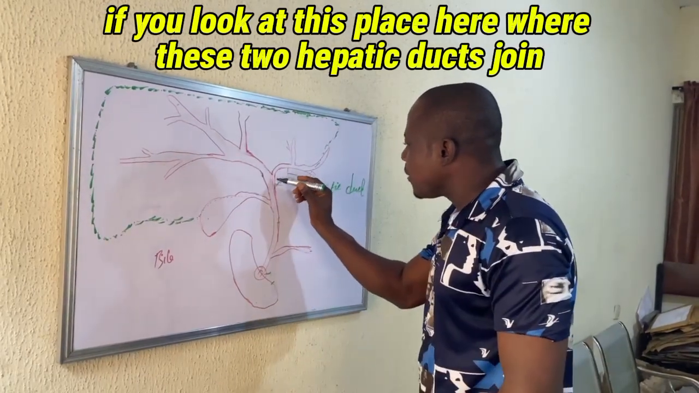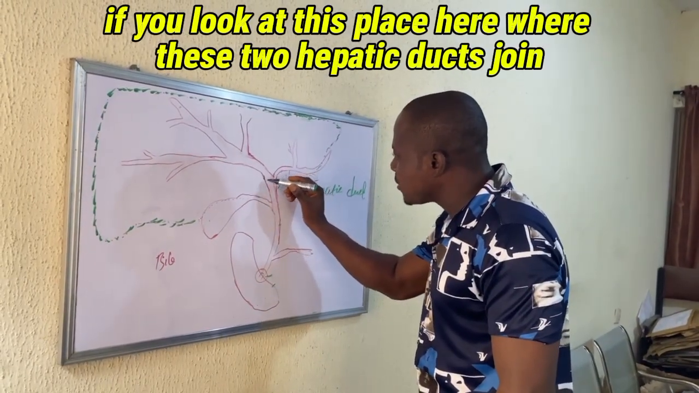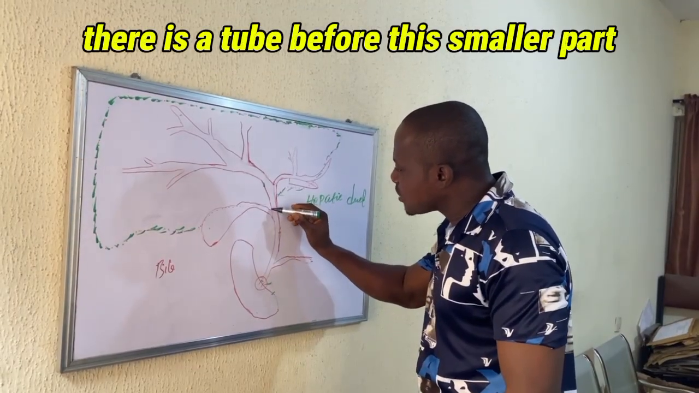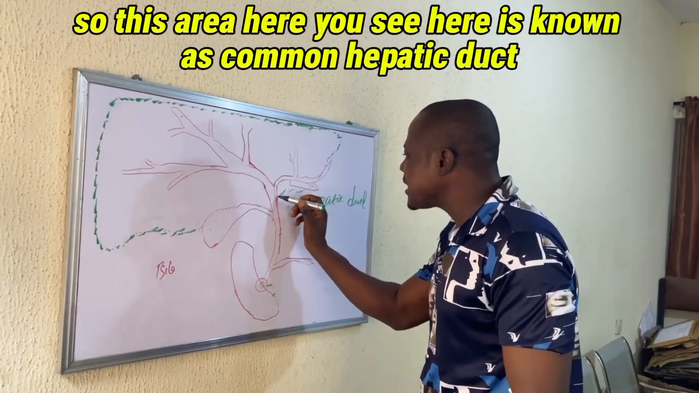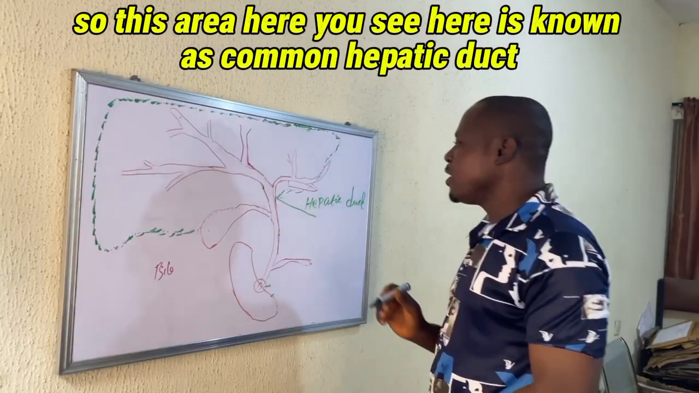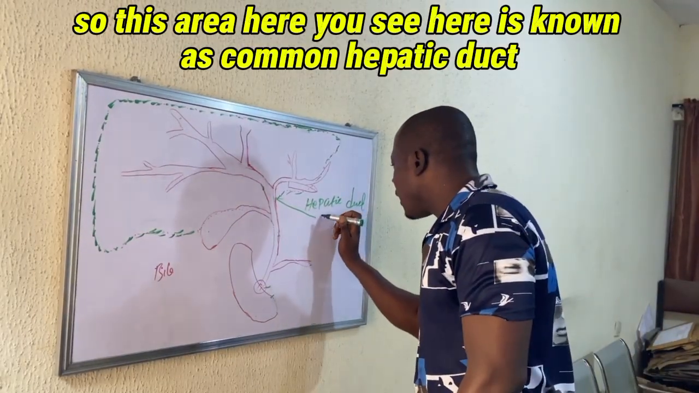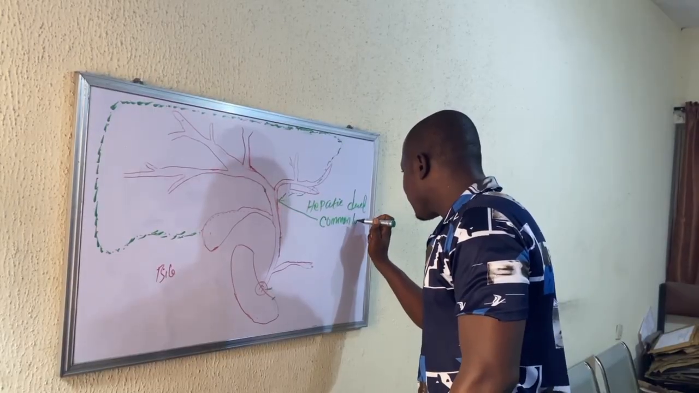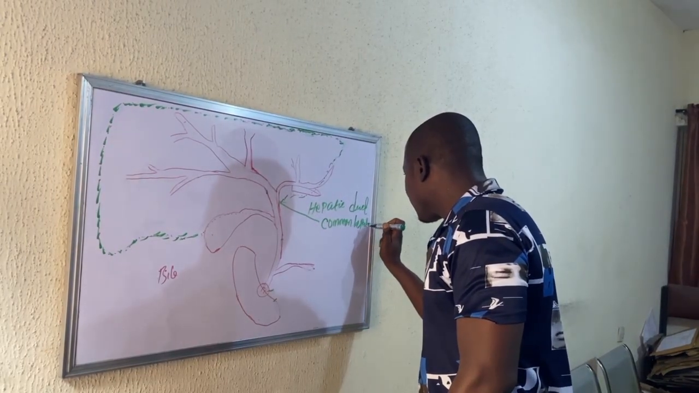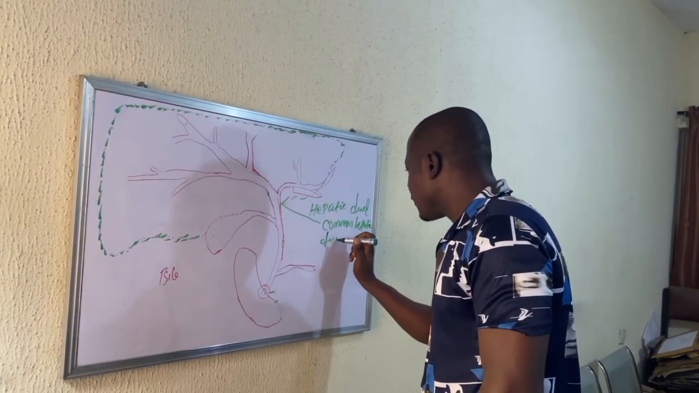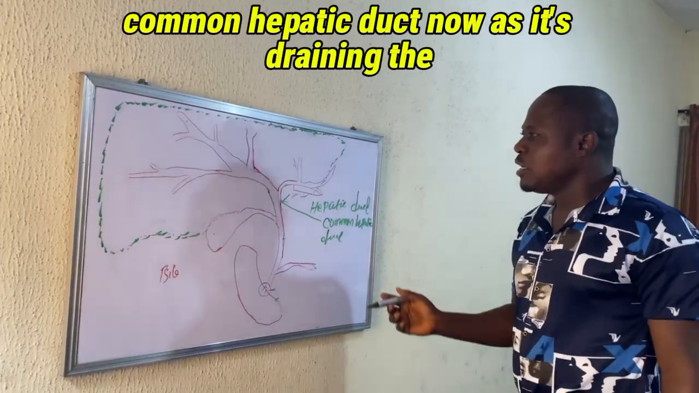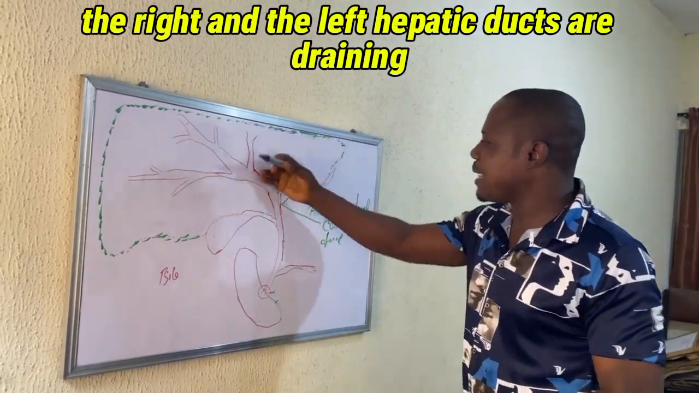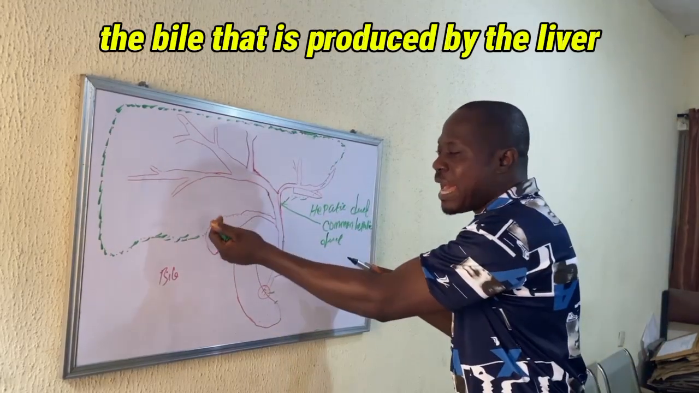If you look at this place here, where these two hepatic ducts join, there is a tube before this smaller part. So this area here is known as the common hepatic duct.